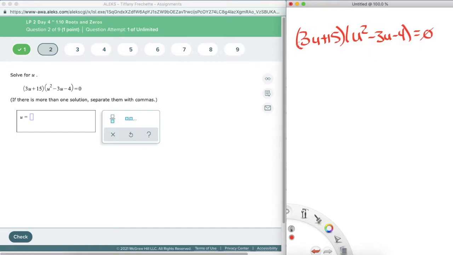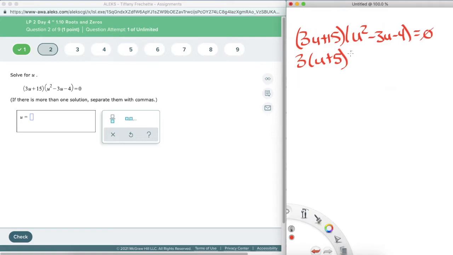With this one, you can factor out the 3 if you want to, but it will actually kind of factor itself out. But we can go and factor out 3. I can divide by 3 here, and I can say it's u plus 5, because 3u divided by 3 is u, and 15 divided by 3 is 5. So I can factor that 3 out if I would like, but that's not a huge deal, because it would have factored itself out when we set them equal to 0.